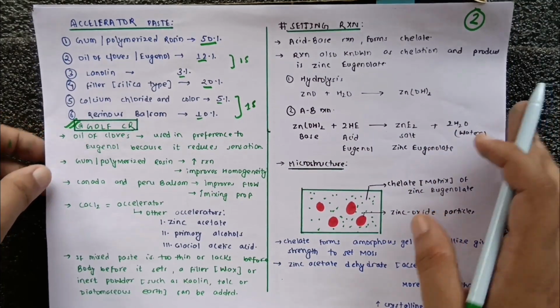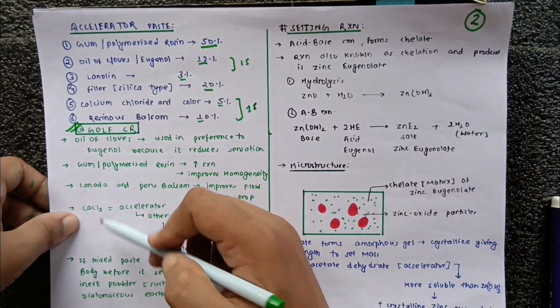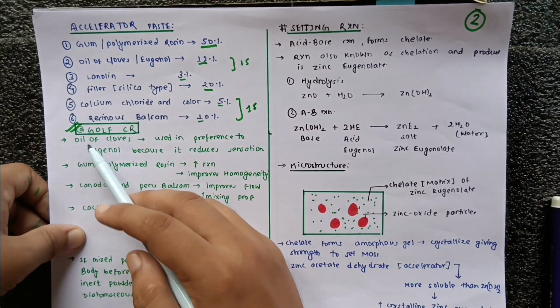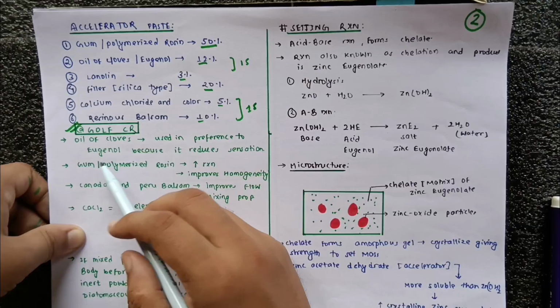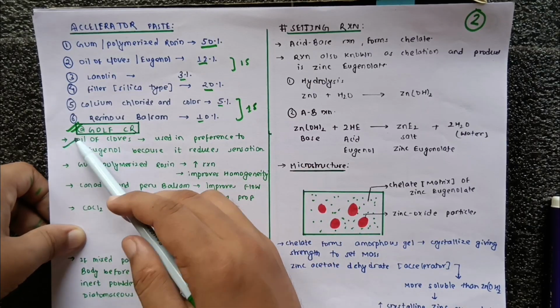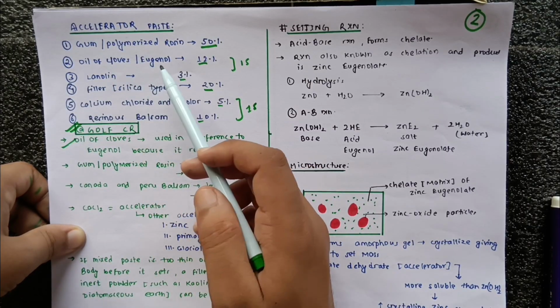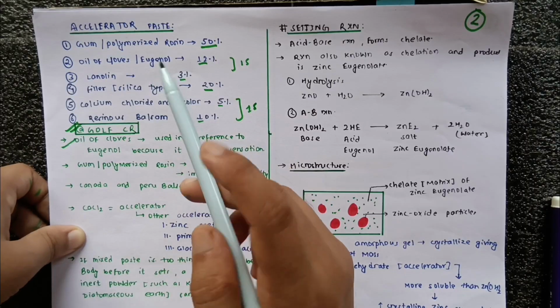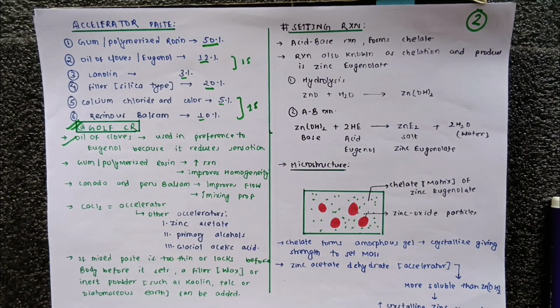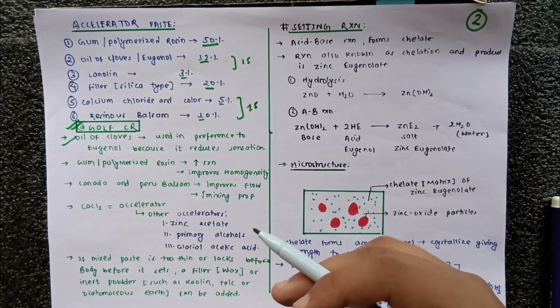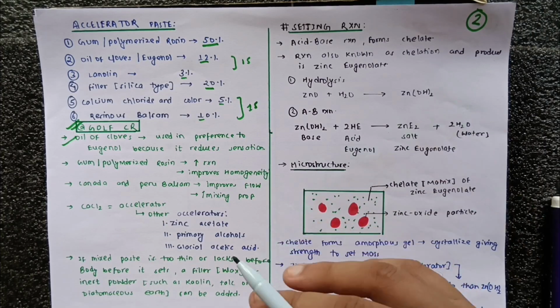Okay, some important points as I have written here, so you should discuss this. Oil of cloves is used in preference to eugenol because it reduces the sensation. This eugenol has one disadvantage: it gives irritation. It gives a burning sensation to the patient when we apply it.